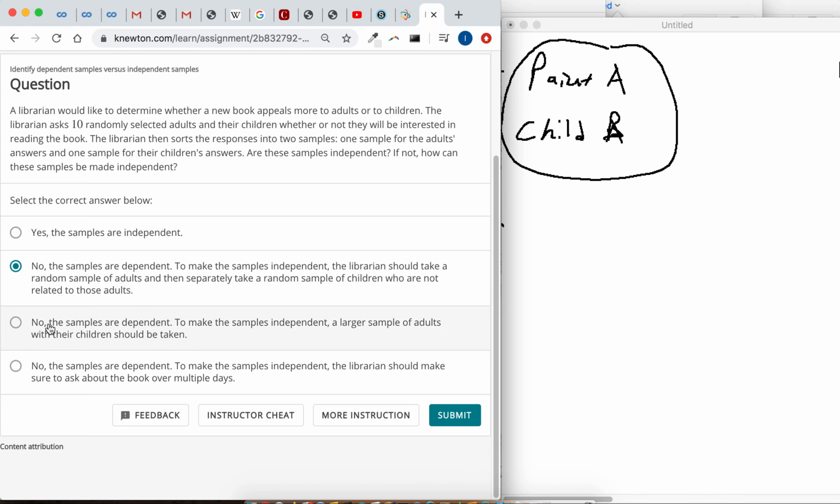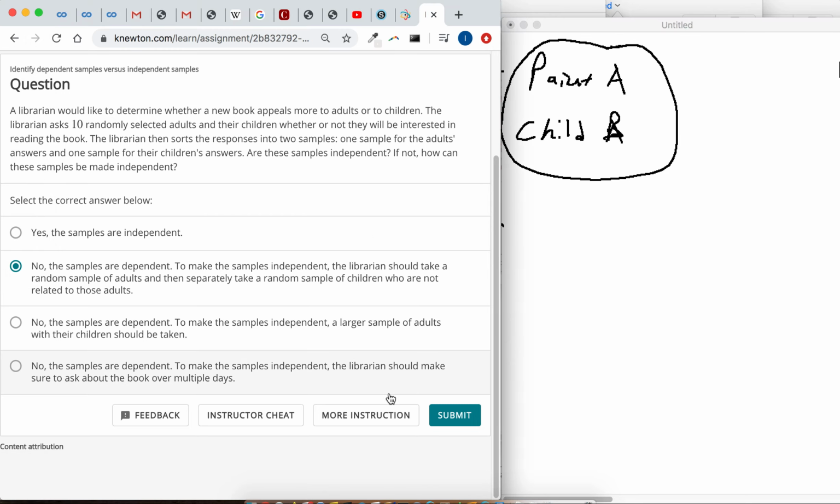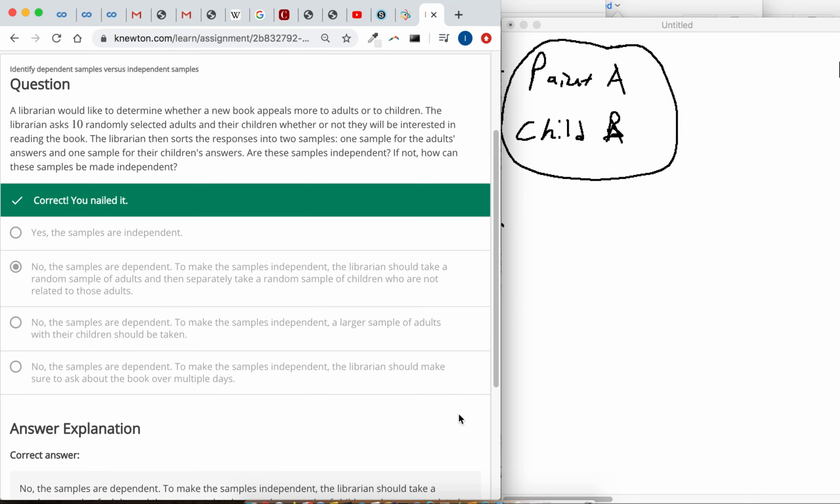Okay, so let's see this one. That's correct that the samples are dependent. To make the samples independent, a larger sample of adults? A larger sample isn't going to change anything about whether something's dependent or independent. To make the samples independent, the librarian should make sure to ask about the book over multiple days? Maybe that affects the results, but if you're just changing the days that you ask them on, that doesn't change whether they're dependent or independent. You still have a parent and child going together.